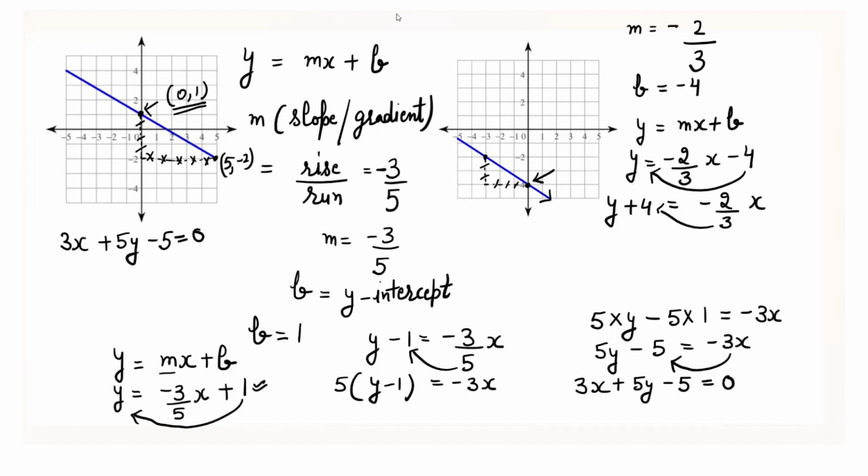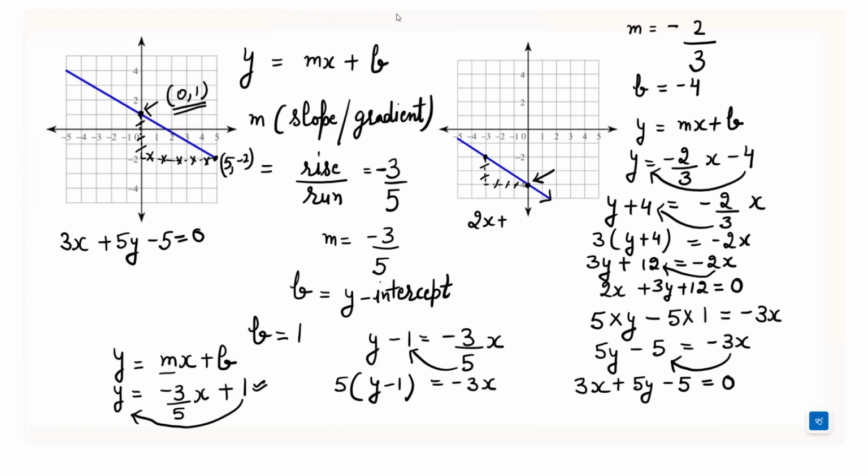We will take this 3 to this side. We'll get 3y plus 12 is equal to negative 2x. Then we'll open the brackets. It would be 3y plus 12 is equal to minus 2x. We will take this negative 2x to this side. We'll get 2x plus 3y plus 12 is equal to 0. So the equation of the line is 2x plus 3y plus 12 is equal to 0.